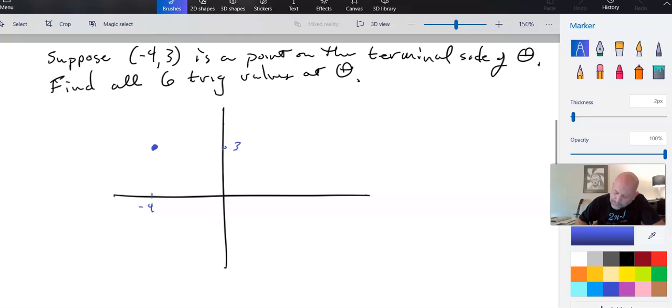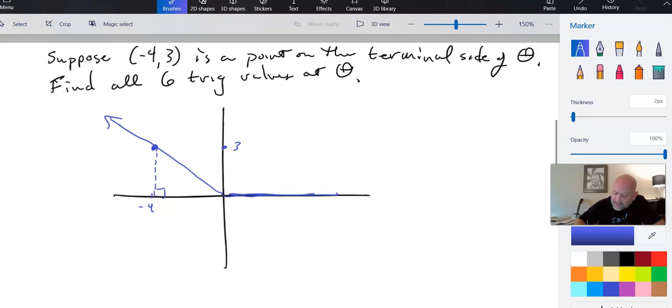We're told that this is a point on the terminal side of theta. What that's saying is that there's an angle theta in standard position, so I have one side here, and the other side is a little crooked, but it goes through that point. Now, here's how you handle this. That point is giving you an x and a y coordinate, so you can force a little right triangle here.